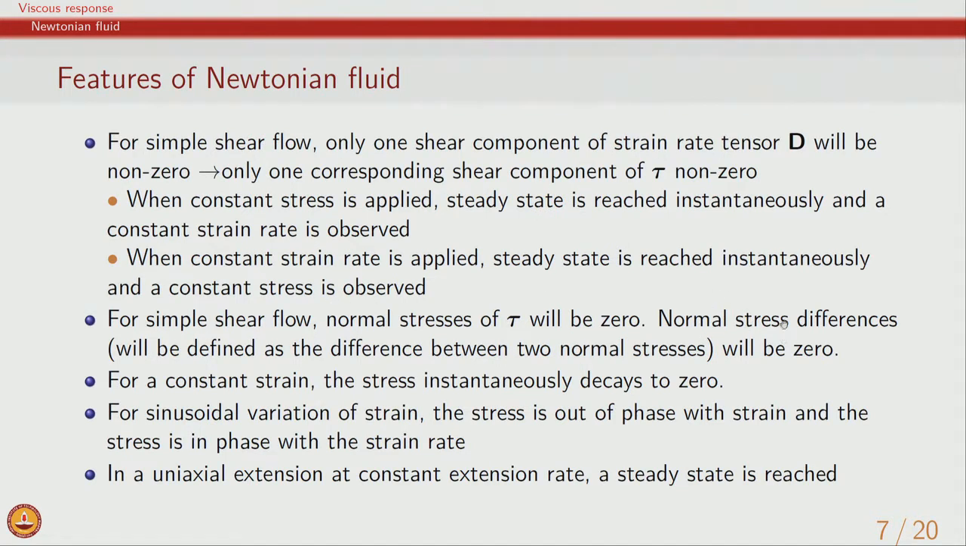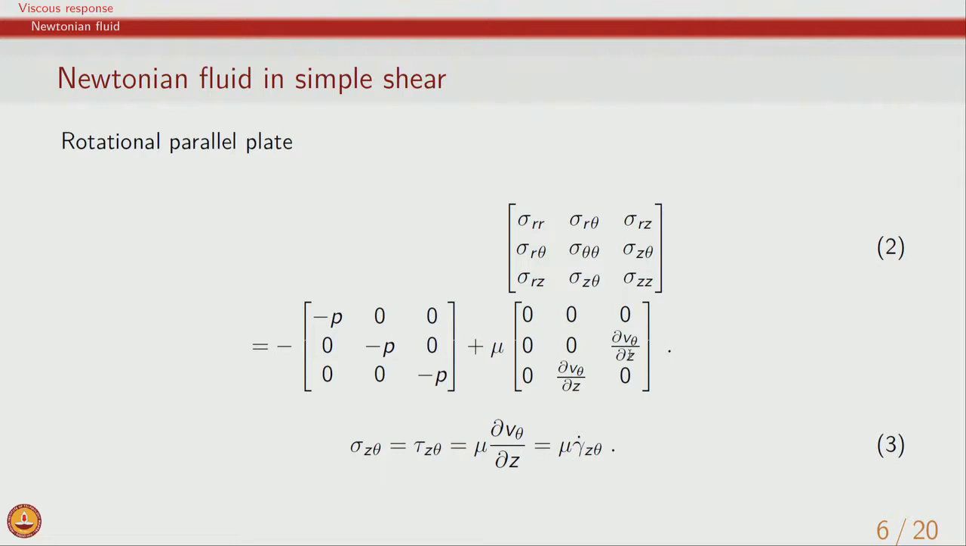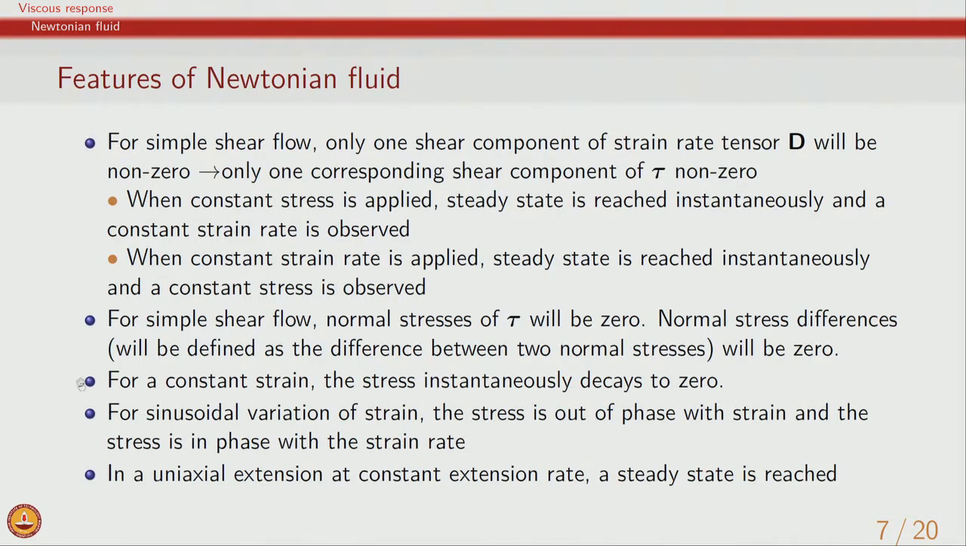We will see that this is an important characteristic of viscoelastic fluids. Any signature of elasticity in a fluid will be based on the normal stress differences, which means in this case normal stress differences are 0 because normal stresses themselves are 0, but for viscoelastic fluids we will see that these stresses will be non-zero and their differences will be a key indicator of the elasticity of the fluid. For a constant strain, the stress instantaneously decays to 0, which means instantaneous relaxation. For sinusoidal variation of strain, the stress is out of phase with strain.